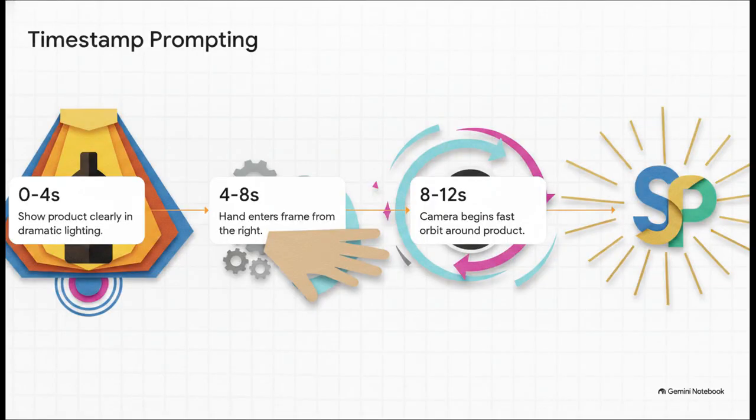And this brilliantly illustrates how Fact 17 works in a practical, everyday commercial workflow. Look at the structure. From 0 to 4 seconds, you tell the model to just hold steady on the product. Then, precisely at 4 seconds, a hand enters. At 8 seconds, the camera starts moving. At 12 seconds, we transition to the logo. You are literally directing the pacing second by second, meaning your text prompts now function a whole lot more like a traditional video editing timeline.